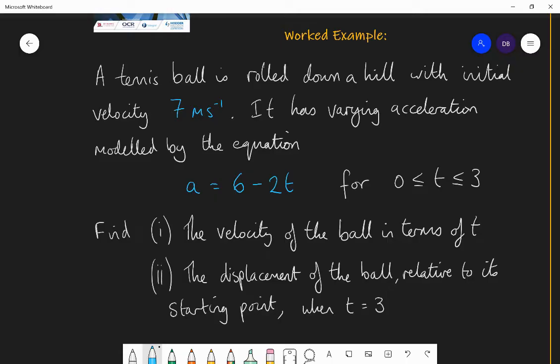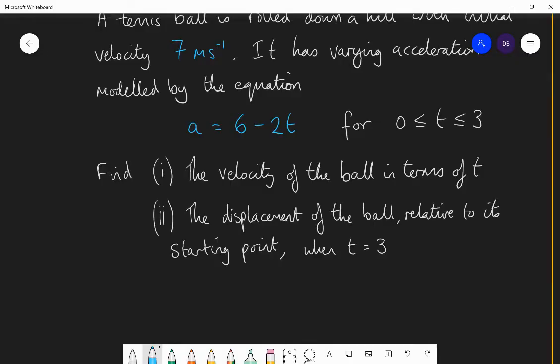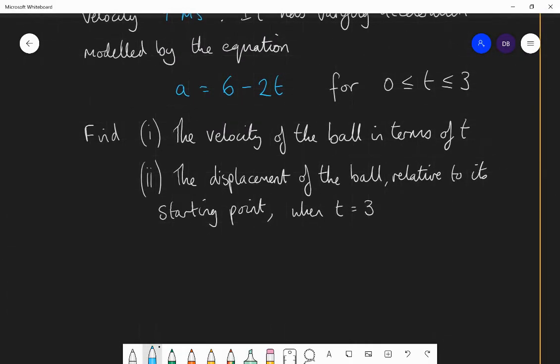Now, the connection between acceleration and velocity is that if we differentiate velocity, we get acceleration, and therefore if we integrate acceleration, we get velocity. So for part 1, the velocity is equal to the integral of acceleration with respect to time. So we want to be integrating 6 minus 2t with respect to time, as 6 minus 2t is the acceleration.